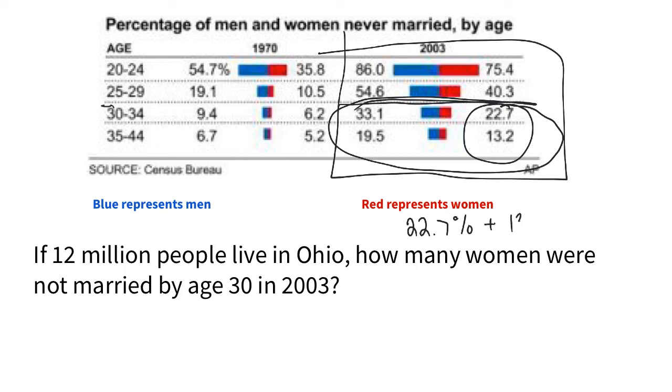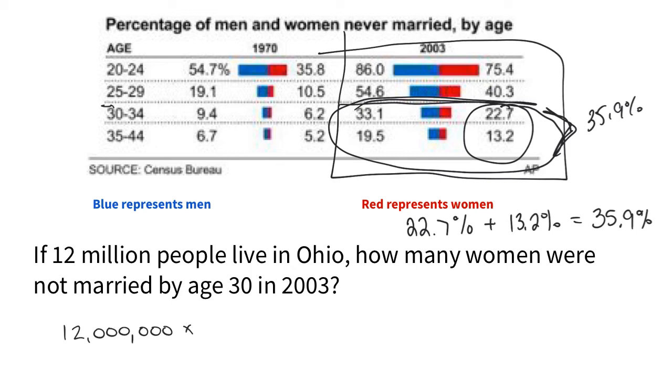22.7% plus 13.2%. And on my calculator, when I do that, I am going to get 35.9%. So 35.9% of people were not married after the age of 30. So now I need to figure out how many people total that would be in Ohio. Well, I know that there's 12 million people in Ohio. And I need to calculate how many women.